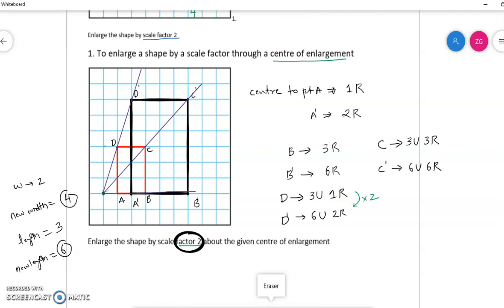So this is how you do enlargement. You find the distance of your point from the center. Like point A is 1 right, so multiplied by 2, you get 2 right. It is 3 up, 1 right, so you multiply by 2, it will become 6 up and 2 right. Let's have a look at one more example.